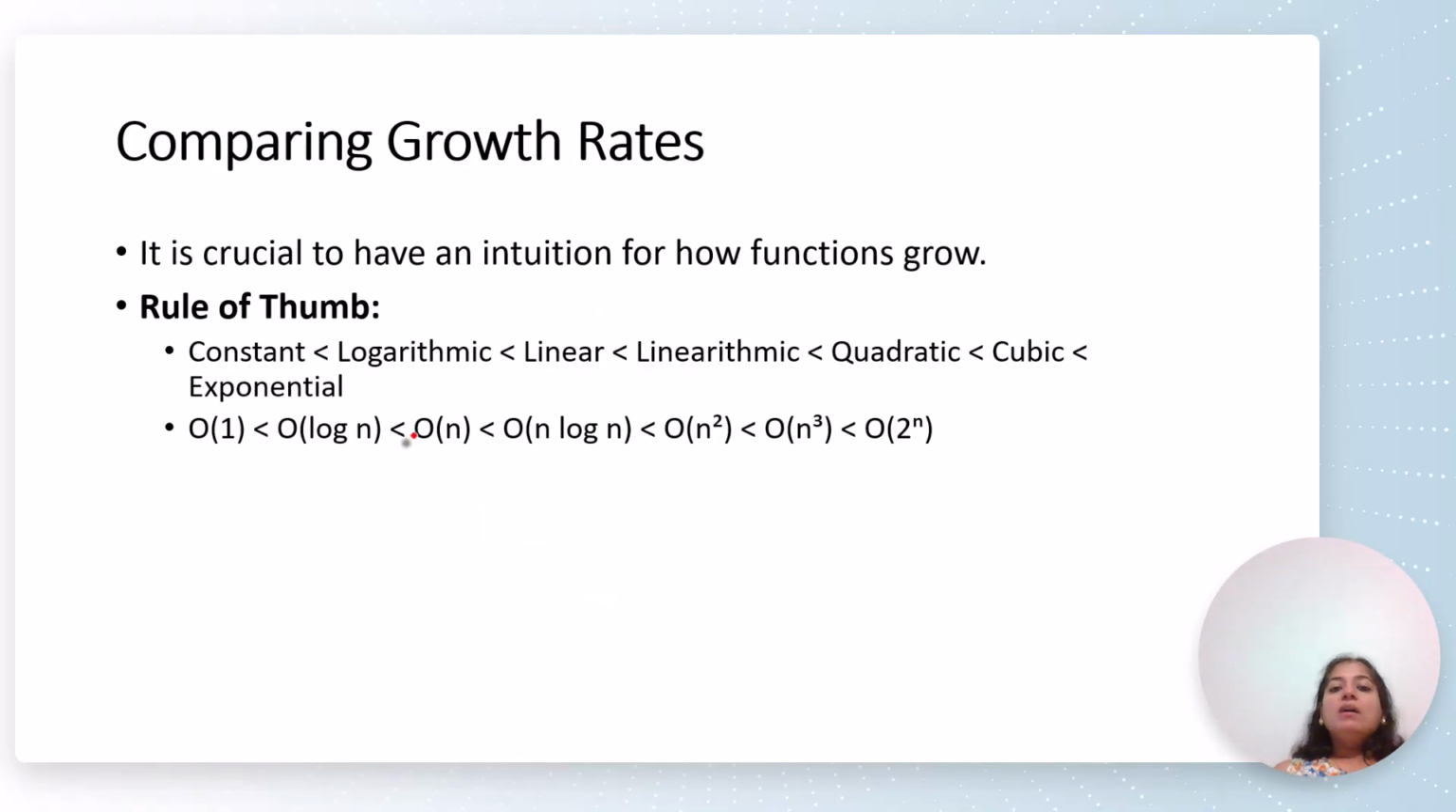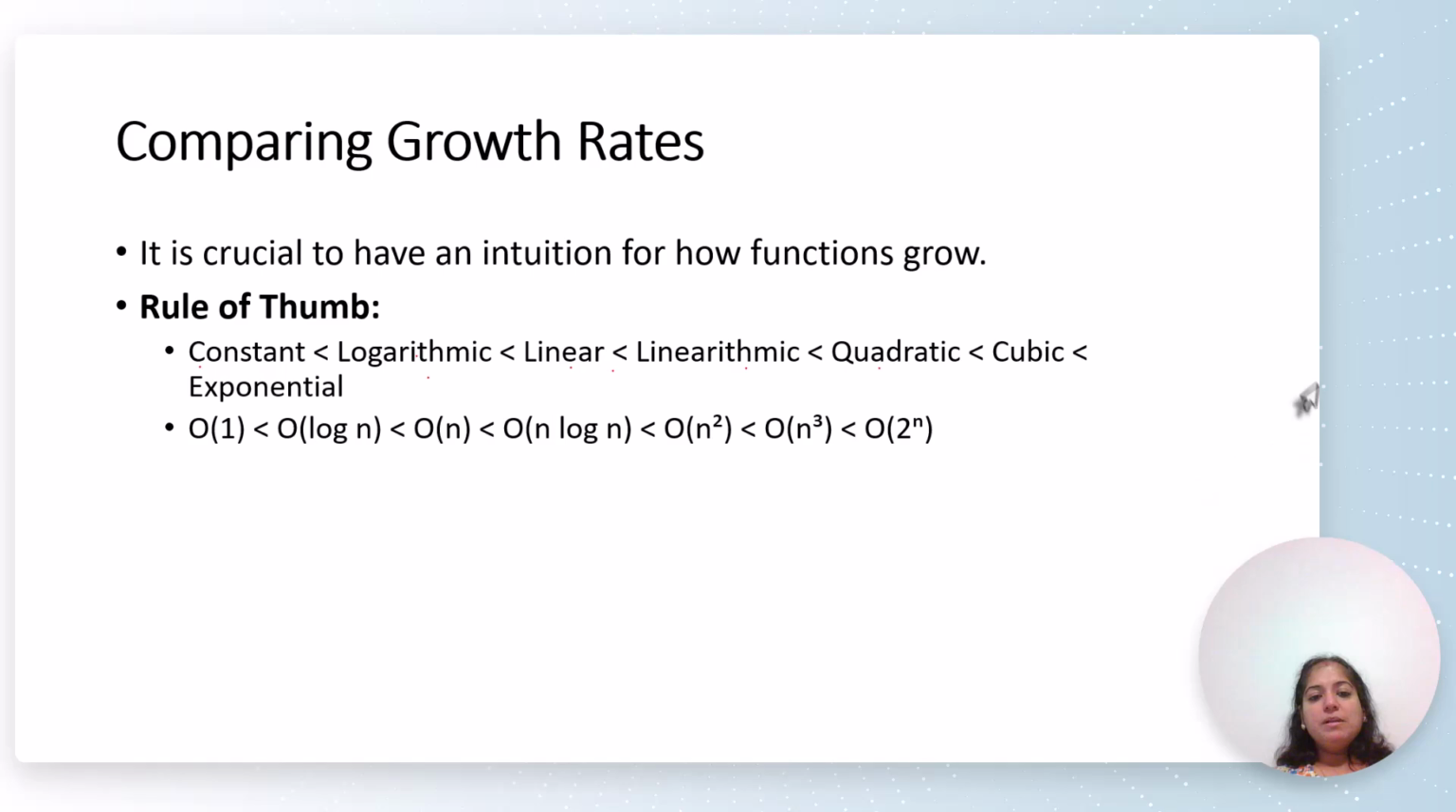Now, whenever we have functions with different growth rates, how do we compare them? Just always remember, constant is always good. Constant is the best actually. Then logarithmic, then linear, then linearithmic, then quadratic, then cubic, and then exponential. So constants are always good. Always try to execute an algorithm in constant amount of time, or logarithmic or linear. It should be as small as possible. Big O of 1 means constant.